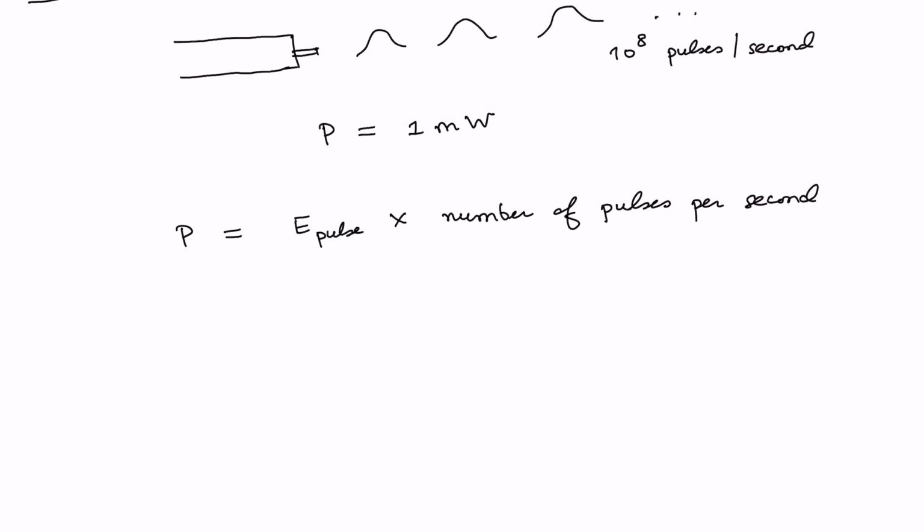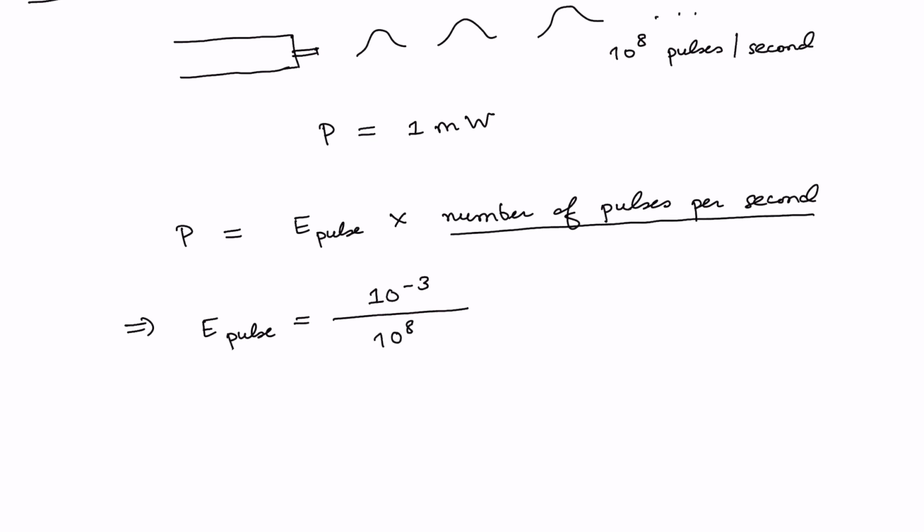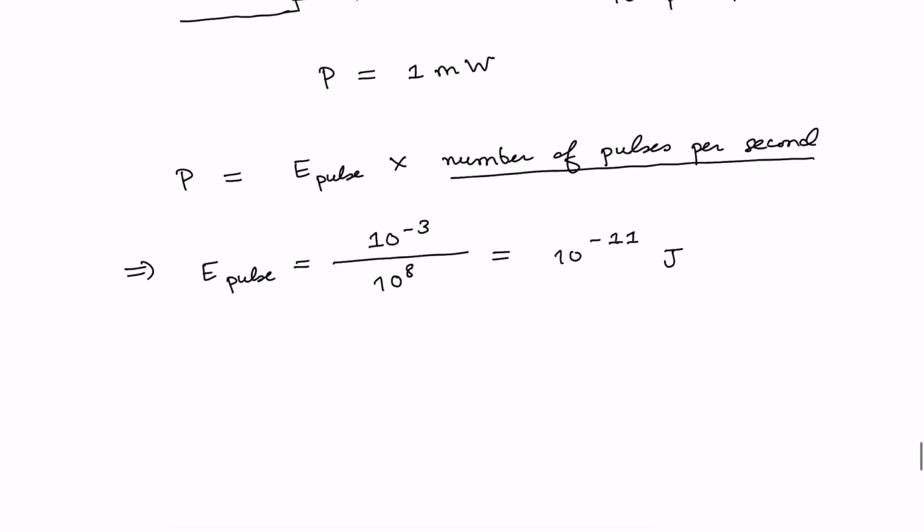P is also given, that is 1 milliwatt. So you can find out the energy of a single pulse. P is 1 milliwatt, that means it is 10 to the power minus 3 watt, and the number of pulses per second is 10 to the power 8. Therefore this energy is going to be 10 to the power minus 11. Energy of a pulse is going to be 10 to the power minus 11 joule.